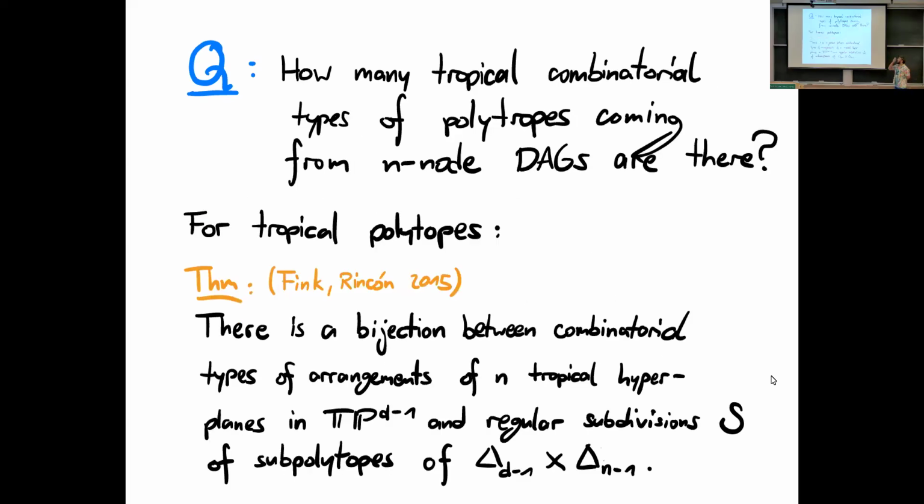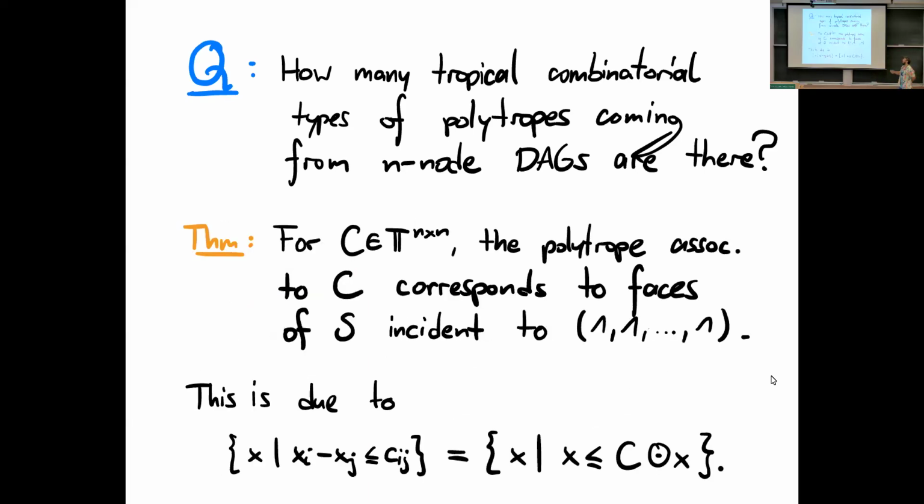And the other thing is, I wanted to enumerate them. So how many tropical combinatorial types of polytropes can we get from these directed acyclic graphs on n nodes? And there's a theorem by Alex and Philippe Rincón, where they say we have a bijection between combinatorial types of arrangements of tropical hyperplanes in projective space and regular subdivisions of subpolytopes of this product of simplices. But this is for tropical polytopes, so for these complexes that we have.